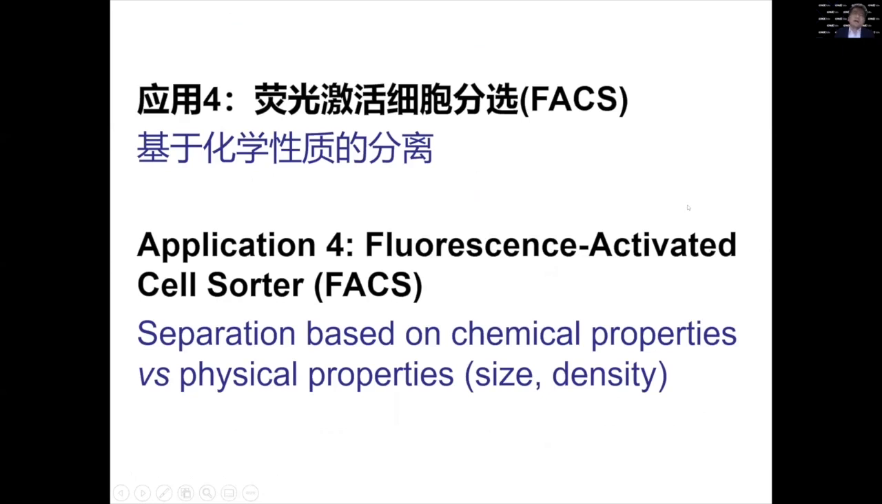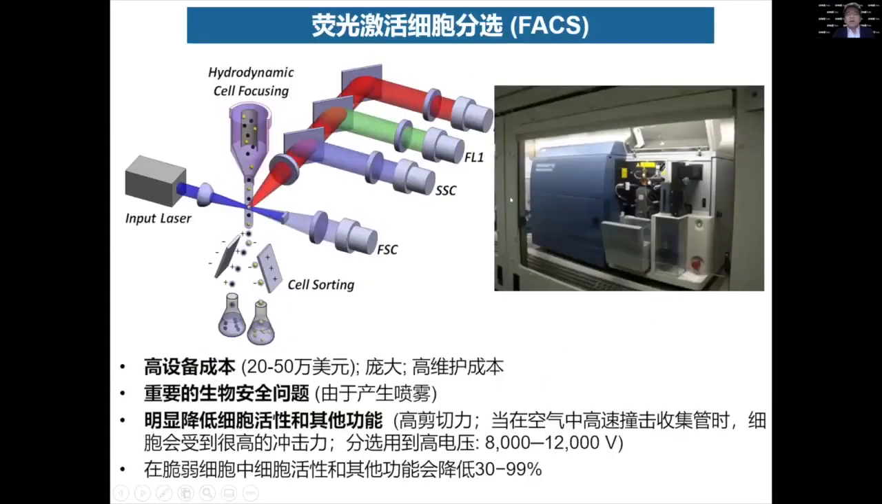So the number 4 application I'm going to talk about is the fluorescence activated cell sorter. The first 3 examples are cell separation, but they separate based on physical properties. This one is separating based on chemical properties. So FACS, fluorescence activated cell sorter, is a very powerful technique used in many labs in biology and chemistry.